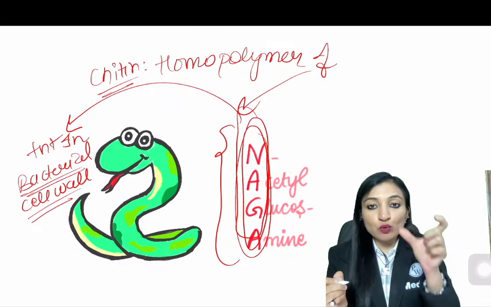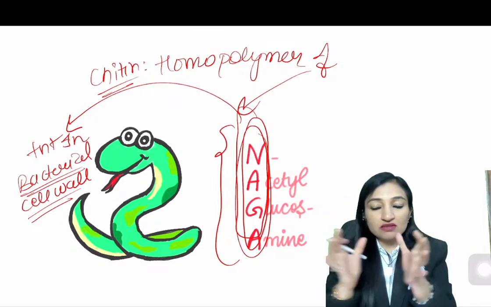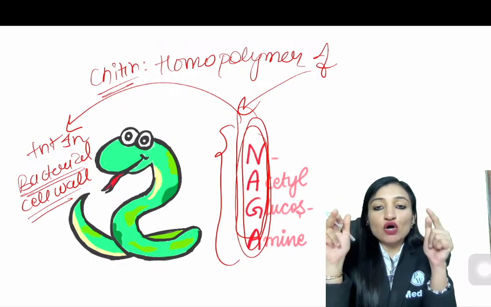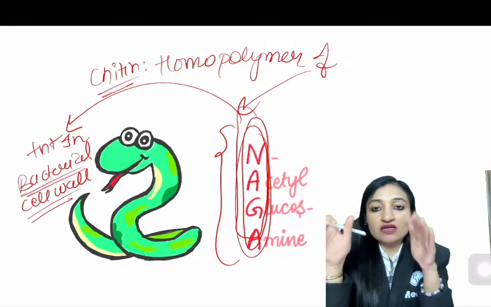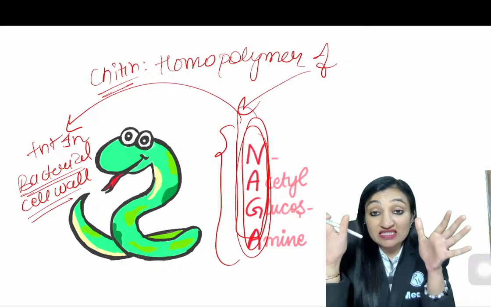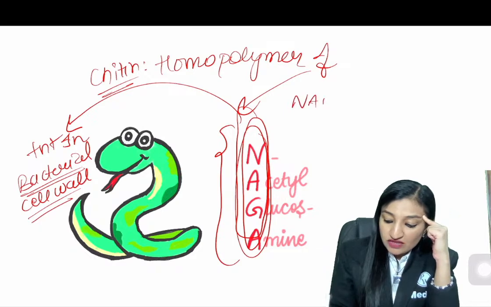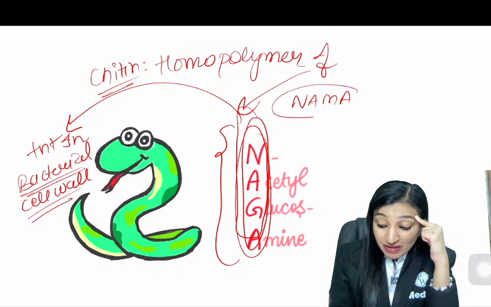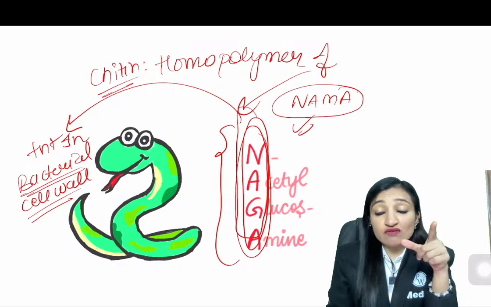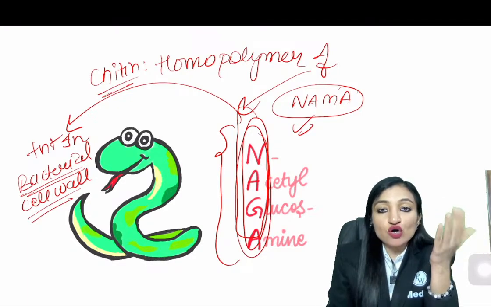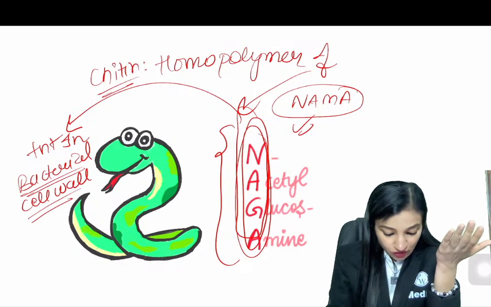P for peptido means protein, and glycan means the sugar part or the saccharide part, which has alternating units of NAGA, NAMA, NAGA, NAMA. NAGA is N-acetyl glucosamine. NAMA is N-acetyl muramic acid. NAGA is there in both bacterial cell wall and fungal cell wall, but NAMA is exclusive to the bacterial cell wall only. So bacterial cell wall is also known as mucopeptide or murein cell wall, or muramic acid cell wall. Is this clear?